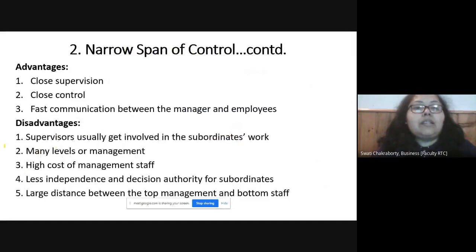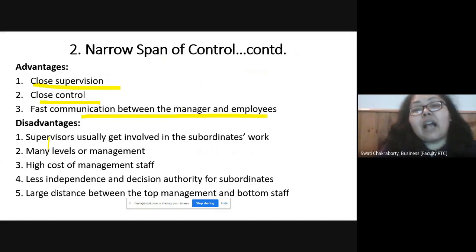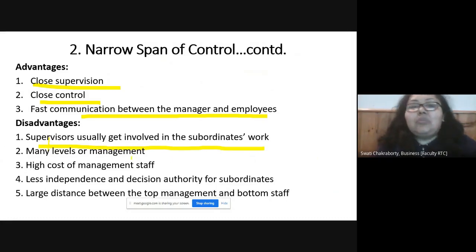So what's the advantage when you have fewer people working under you? Obviously, you are talking about close supervision. It's easy to supervise, and you can control in a better way. There is better communication between employer and employees, because with few people, you do not have to communicate to 100 people, but 5 or 6. It's much easier. What's the drawback when you have fewer people to monitor? As a supervisor, you tend to get involved in your employees' work.